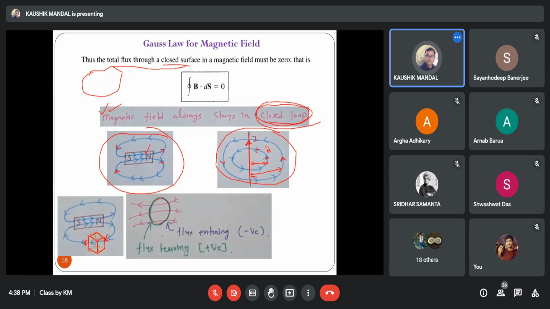Now it is clearly mentioned in this particular diagram also. So if we consider this circle, it is representing a closed surface, and these are the magnetic field lines that are passing through this closed surface. Over the left hand surface of this closed surface, the flux is entering, so it is negative.